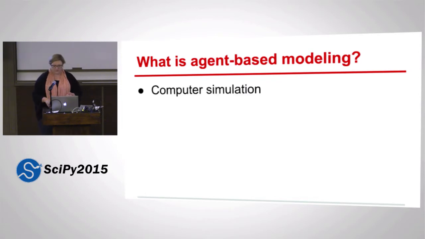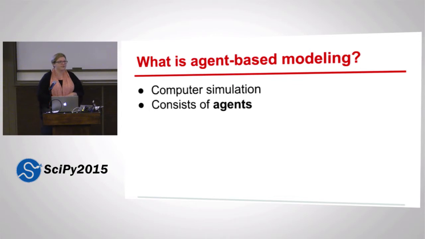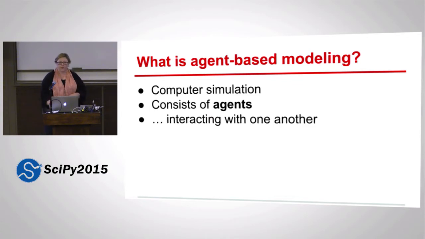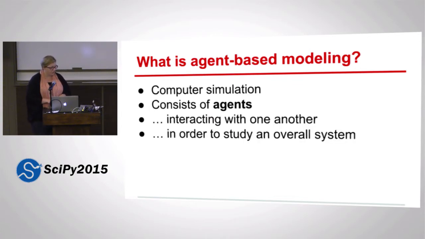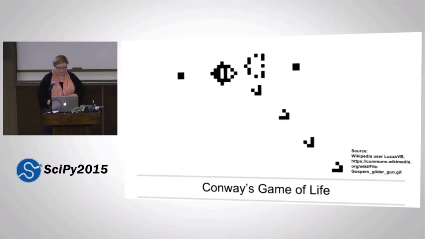So agent-based modeling is basically a computer simulation that consists of agents interacting with one another in order to study an overall system. Other terms that have been used, but not necessarily equivalent, are multi-agent systems, multi-agent models, game theory, cellular automata, microsimulation, individual-based simulations, and complex simulations, and I'm sure there's a bunch of others that I missed.